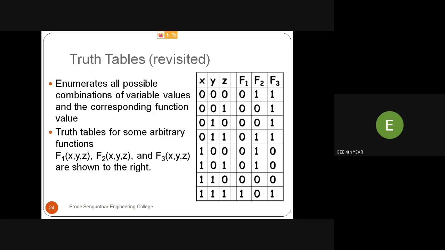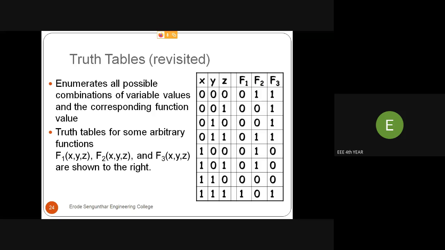Truth table. A truth table enumerates all possible combinations of variable values and the corresponding function value. Normally the truth table comprises input variables and output function variables. Here you see the three input variables x, y, z. For three input variables, we have 8 possible combinations. Check: 2 power 3 is equal to 8.